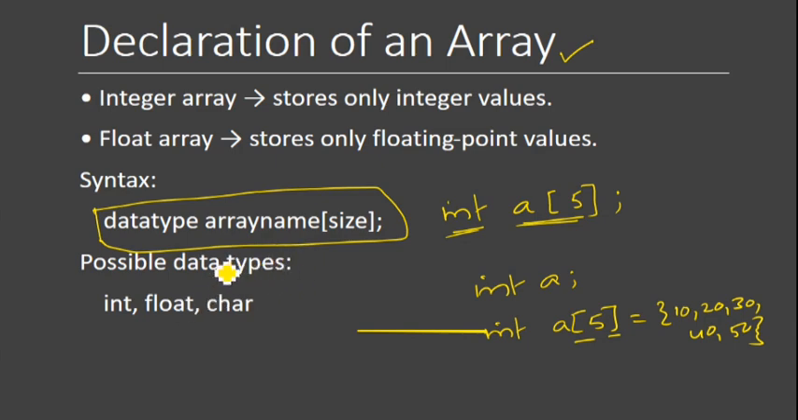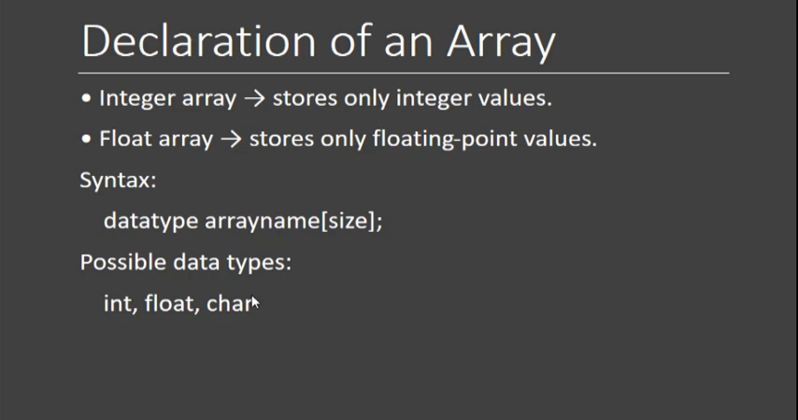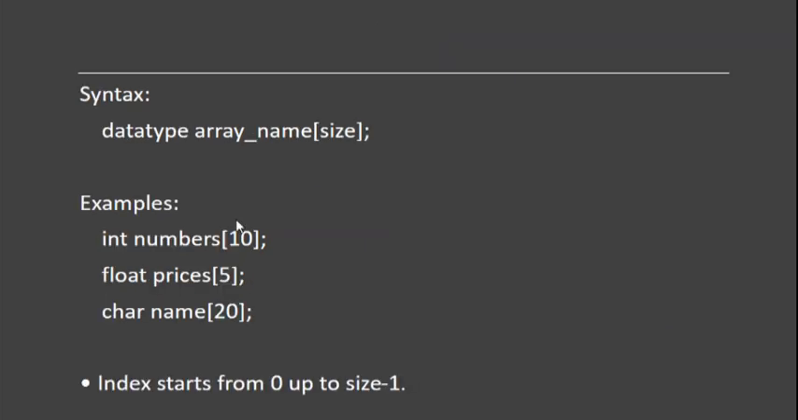Different types of arrays are integer array, float array and character array. The syntax we already discussed. For integer, int is the data type, numbers is the array name, and it can store 10 values. Float is the data type, prices is the array name. Character is the data type, name is the array name. Index starts from 0 up to size minus 1.